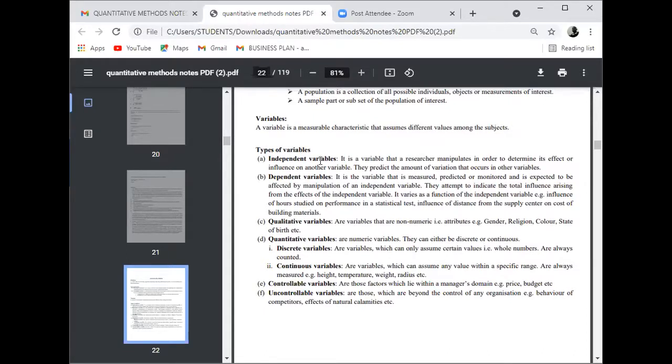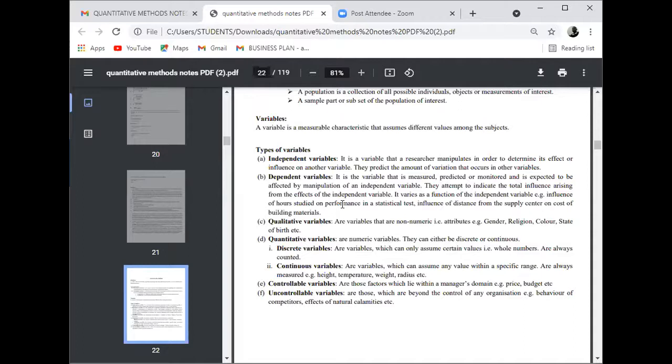One, we have the independent variable. The independent variable is a variable that is going to be like a predictor. It is a variable which, when adjusted or manipulated by the researcher, will have an impact on another variable. It is actually known as the predictor.